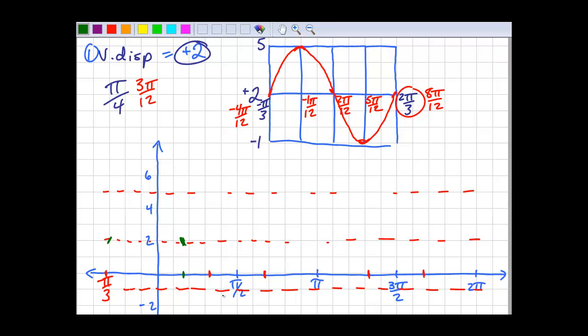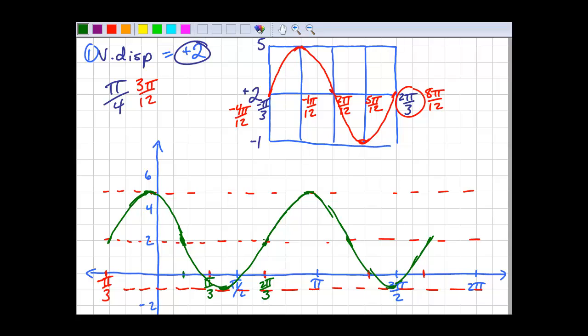I'm hitting a minimum at 5 pi over 12, and I'm getting back up to the middle at 2 pi over 3. Remember, this is 2 pi over 3 and pi over 3. So my maximum is going to be between these 2 points, just before 0. My minimum is going to be between these 2 points at 5 pi over 12. And I can get my graph like so, and then I can repeat it.